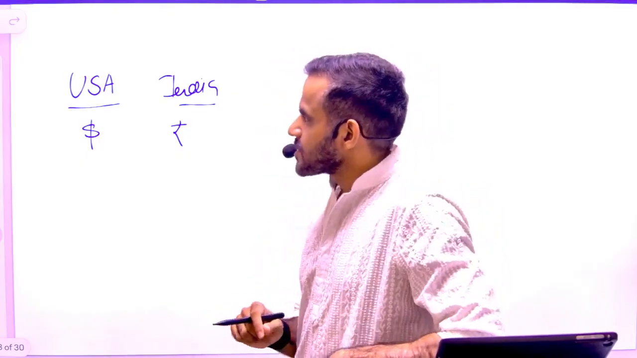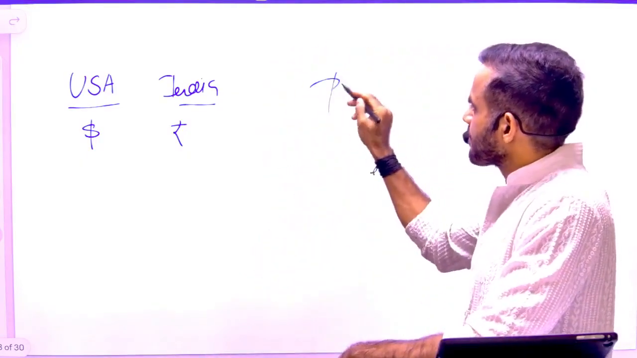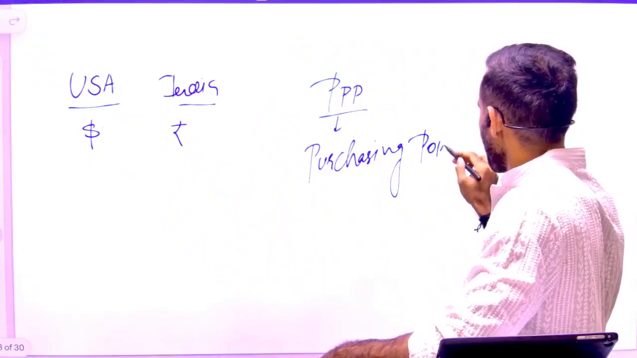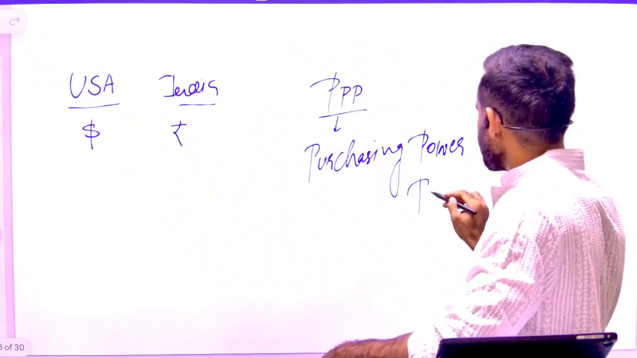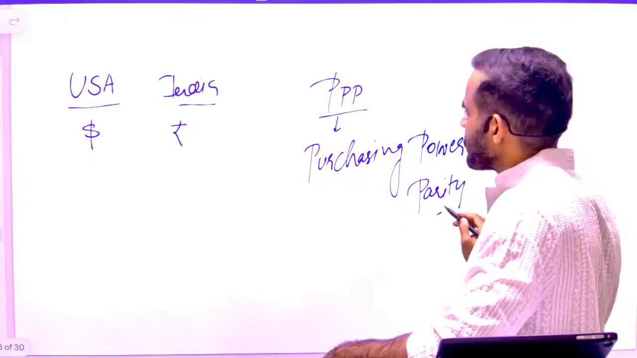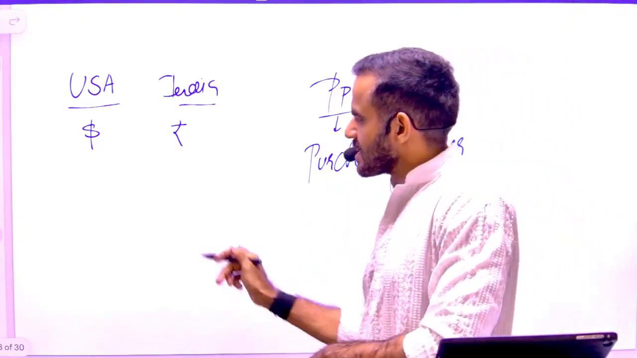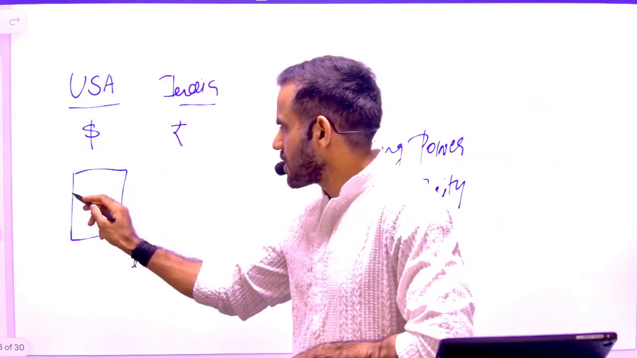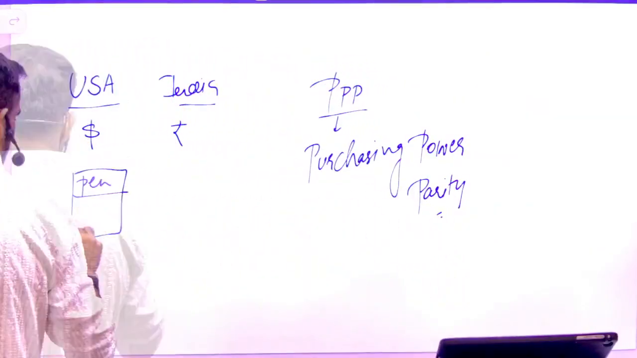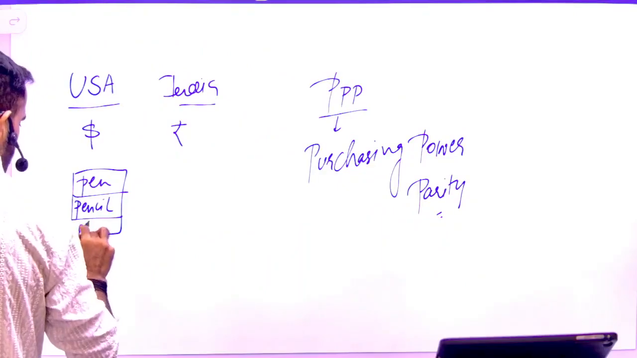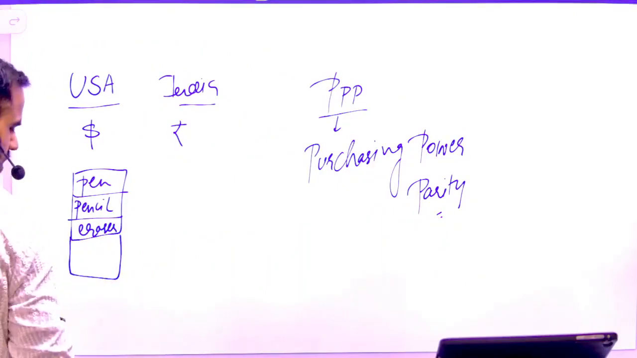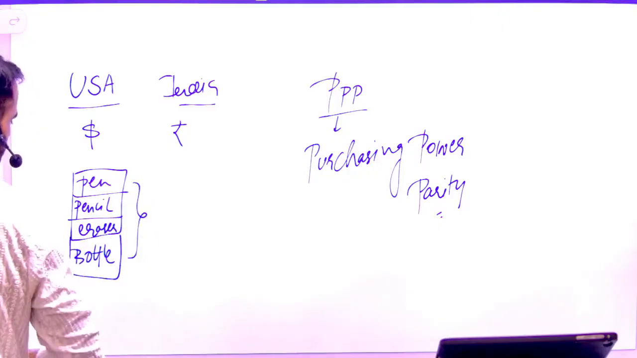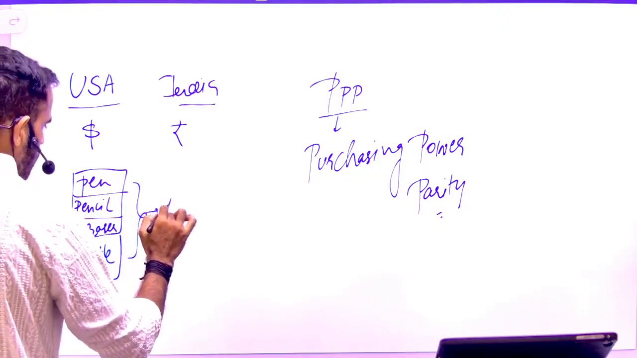So for that purpose, we use the concept of triple P. What is triple P? That is purchasing power parity. What is parity? Parity simply means equality. So what are we doing? We are purchasing some items. Let's say we purchased one pen, one pencil, one eraser, and let's say a water bottle. I'm just oversimplifying. Let's say we purchased these 4 items and the cost was, let's say, $100.